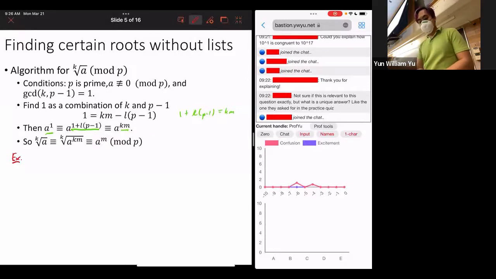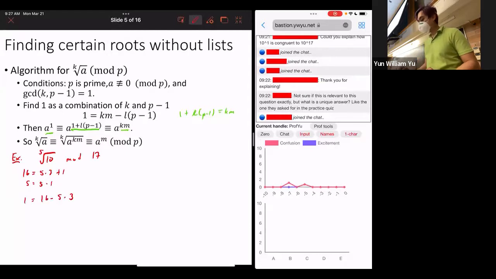So for example, if we had the 10th root of 5, notice this is the same one we did a moment ago. And so we're going to do it a slightly different way. So this is the 10th root of 5 mod 17. Well, how are we going to do this? We're going to use the Euclidean algorithm, we're going to reverse it, and we're going to get a combination. So we know 16 is equal to 5 times 3 plus 1. 5 is equal to 5 times 1. And therefore, when reversing that, 1 is equal to 16 minus 5 times 3.